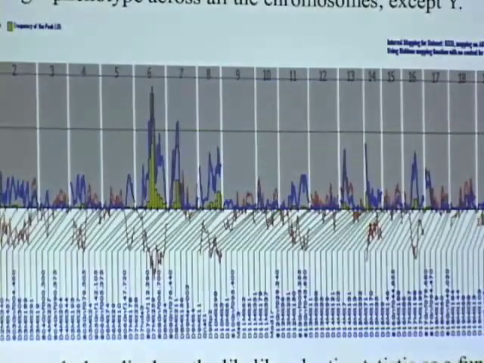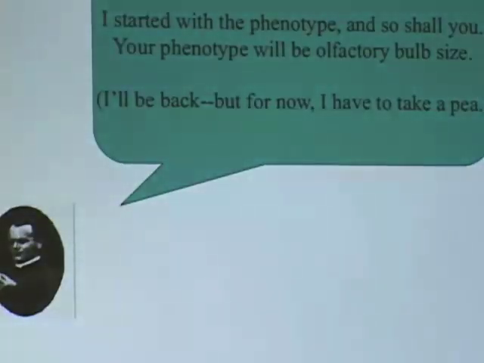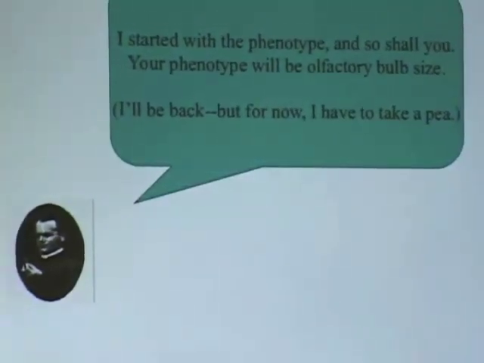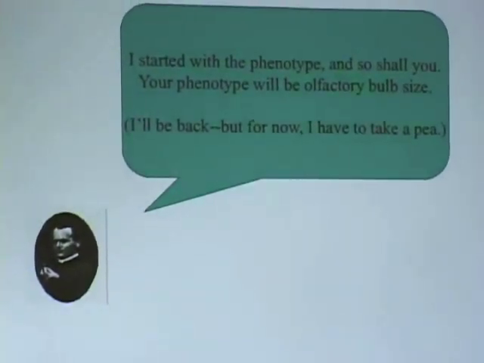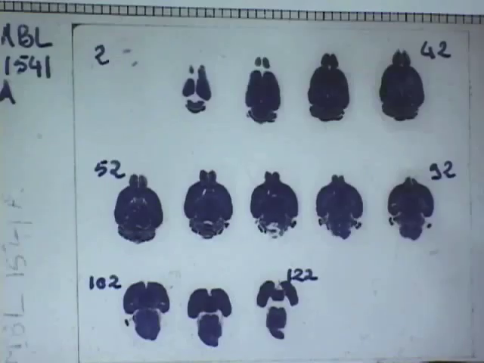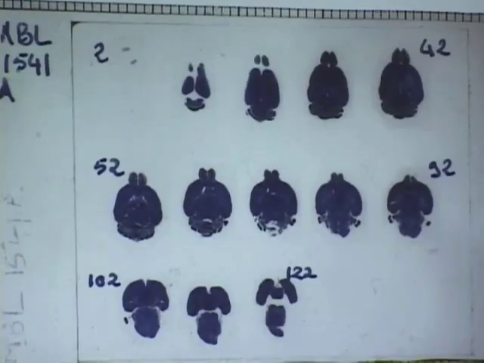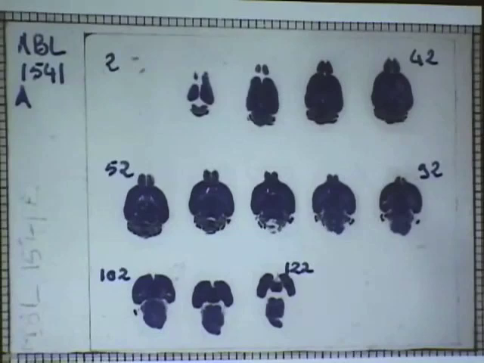And we've already done QTL. So now the phenotype. Gregor's got to take a break here, and we shall shortly. So what we're going to do is measure the phenotype, and our phenotype is going to be olfactory bulbs.